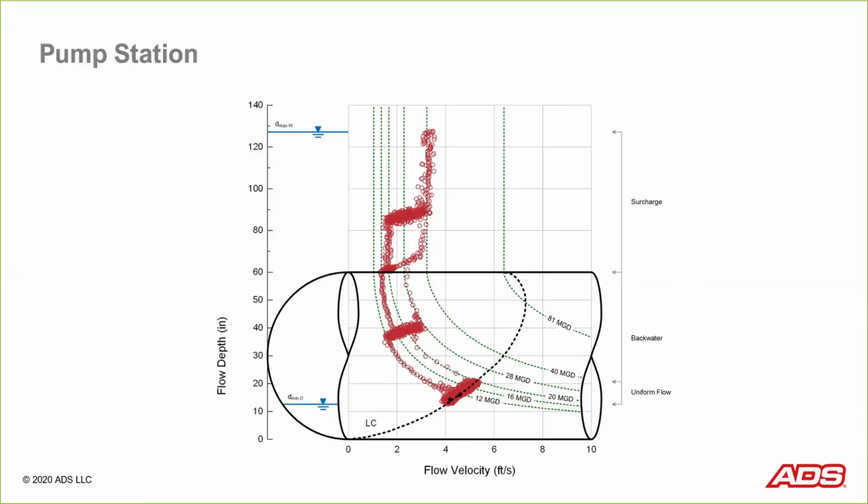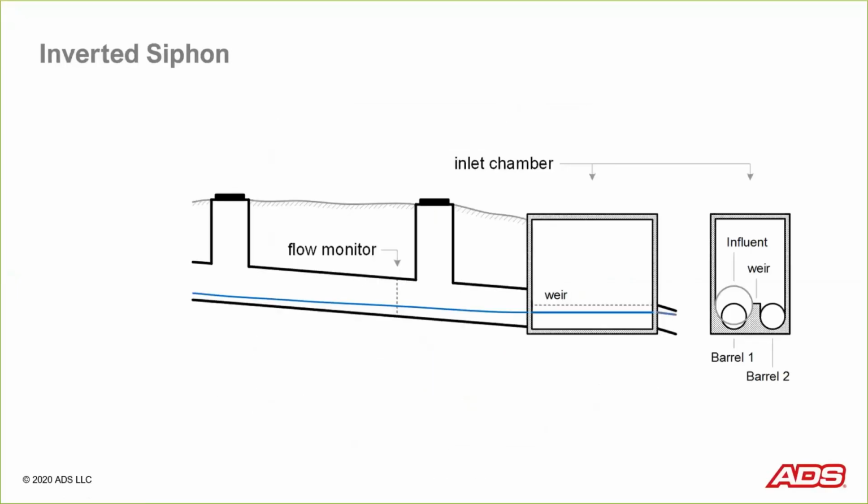So we've looked at 3 pump stations. Now let's go back and look at something different. Let's look at an inverted siphon. Some people call these inverted siphons. Some people call them depressed sewers. Some people just generically refer to them as siphons. You'll hear me use the term inverted siphon today just for consistency.